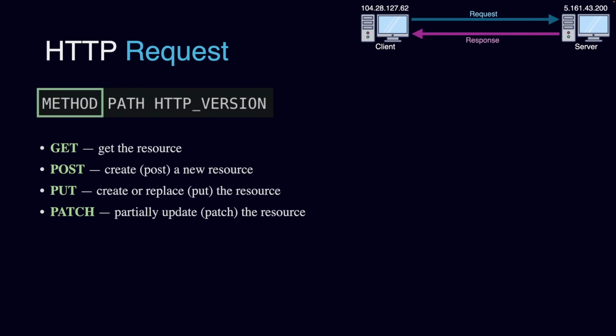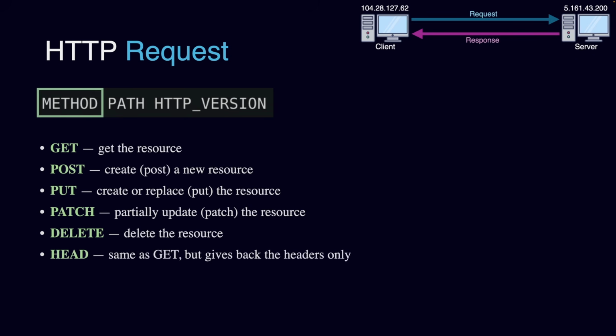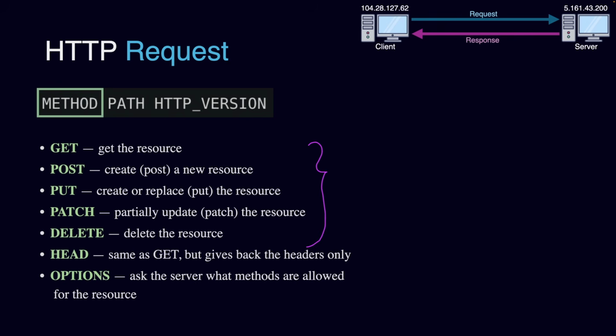Maybe you want to edit the message that you have sent in the chat room. That's one use case for this method. We have delete to delete a resource. You can request to delete a message, for example. We have the head method, which is same as get, but it only gives you back the headers and not the body in the response. And finally, we have the options to ask the server what kind of these methods above are available on a resource. Let's see some examples.